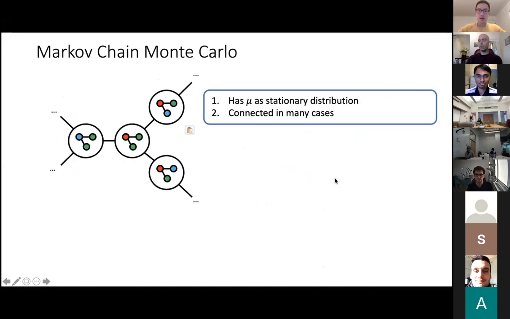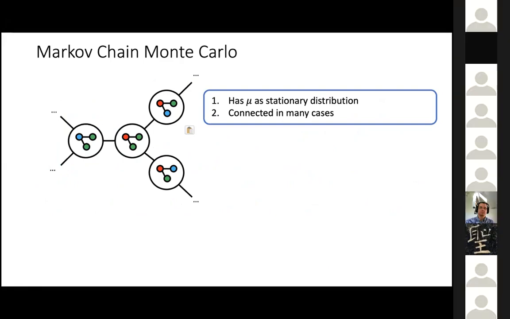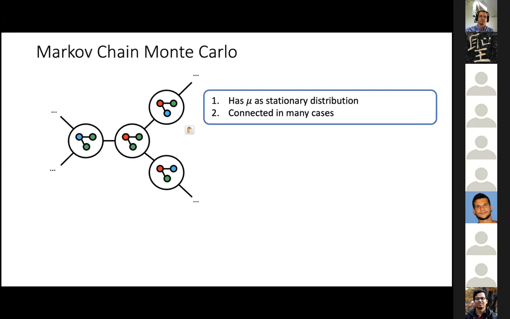Two important things to note. The first is that by construction, the distribution mu is the stationary distribution of this Markov chain. So what does that mean? It means that if I sample a random element from mu, and then from that random element, I take a random step according to this Markov chain, then the output of this random process is still distributed according to mu. So in other words, mu is preserved under this Markov chain.